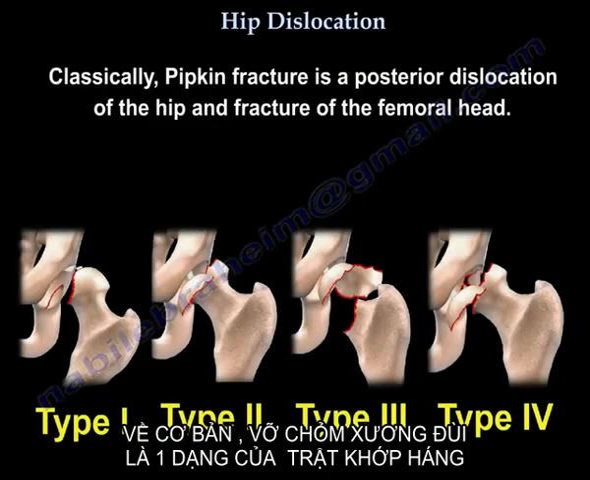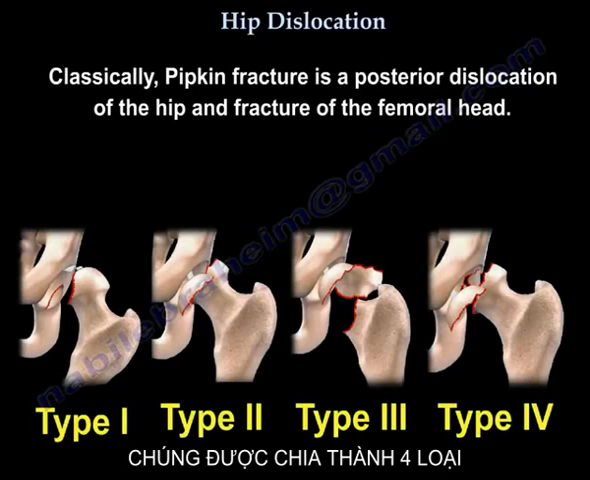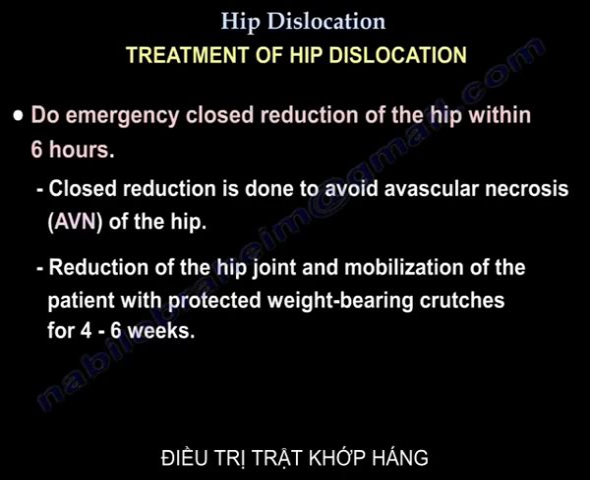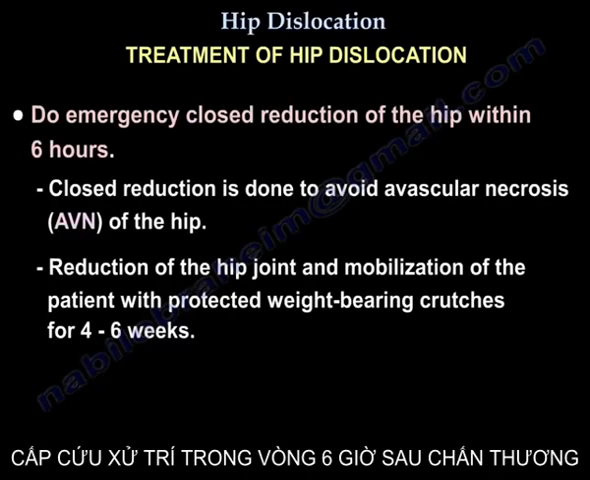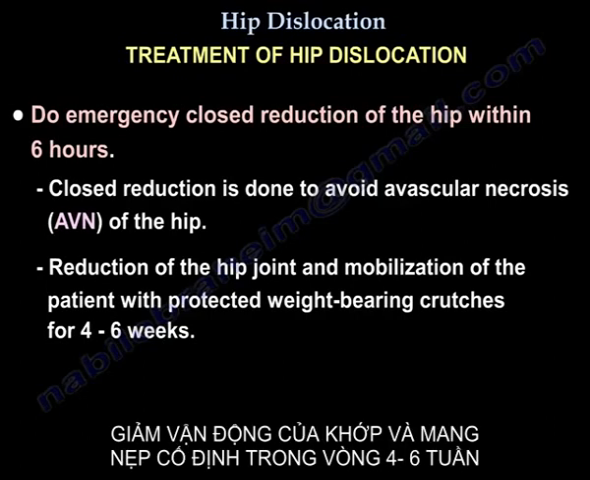Classically, Pipkin fracture is a posterior dislocation of the hip and fracture of the femoral head, and these are the 4 types of Pipkin. Treatment of hip dislocation. You will do emergency closed reduction of the hip within 6 hours. Closed reduction is done to avoid avascular necrosis of the hip. Reduction of the hip joint and mobilization of the patient with protected weight-bearing on crutches for 4 to 6 weeks.